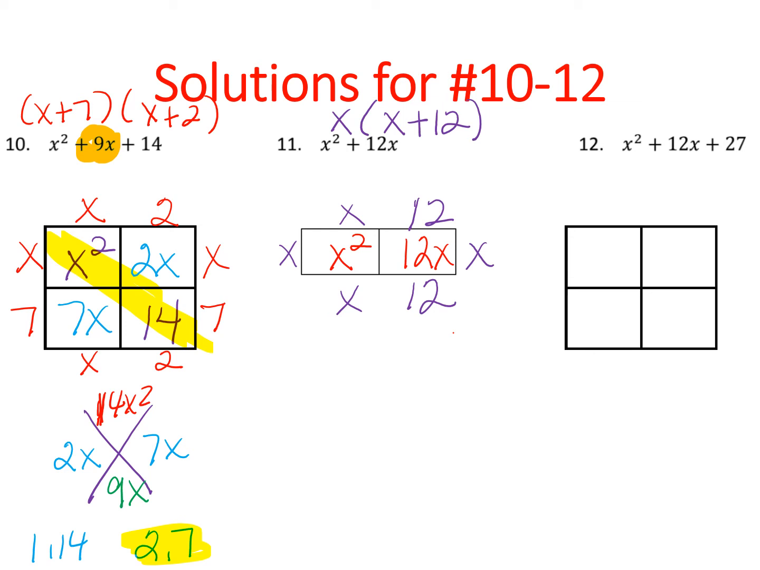All right, and then the last one for this row, x squared plus 12x plus 27. So fill in the x squared and the 27. Make your x. So we want to see what will multiply to give me 27x squared. And we want to see what will add up to give me that 12x.